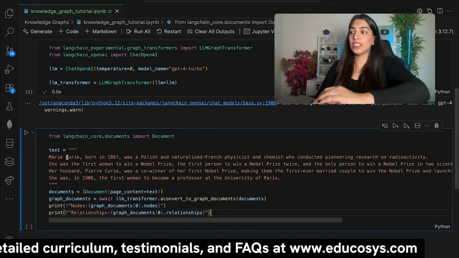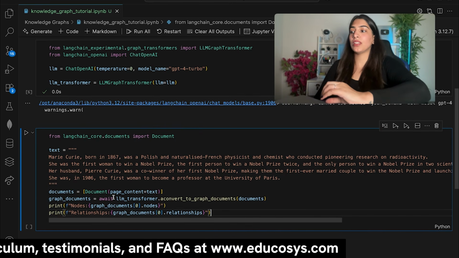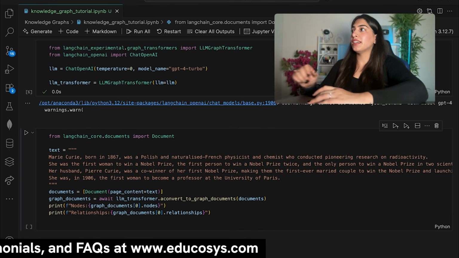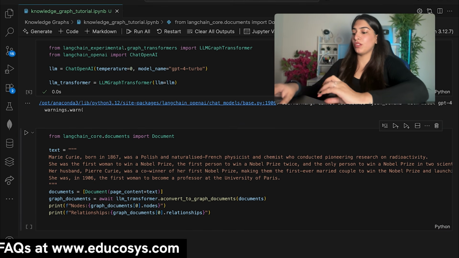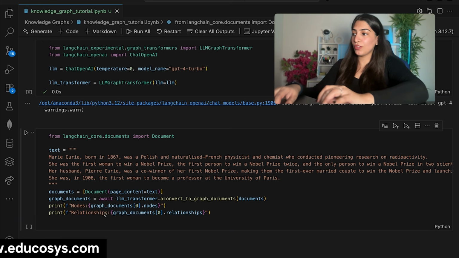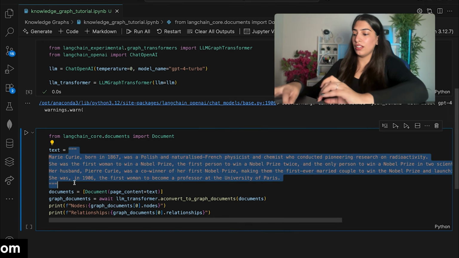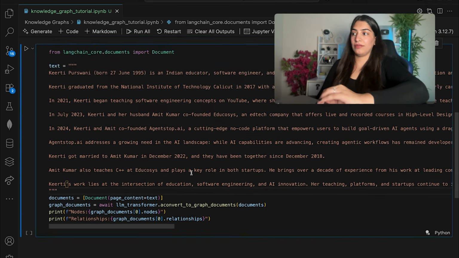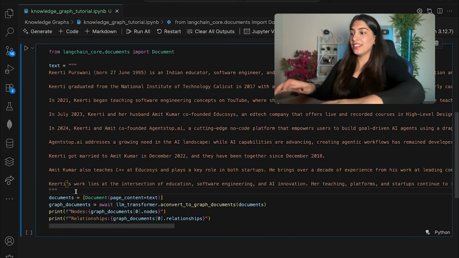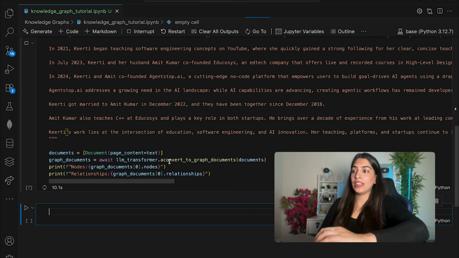But instead of using the text that they have used, let's do something interesting. I have written some text that is basically information about me and Amit. So I'm just going to copy that and put it over here. And we are going to try creating a graph from that. So let me just run this. It's taking some time to convert the documents.